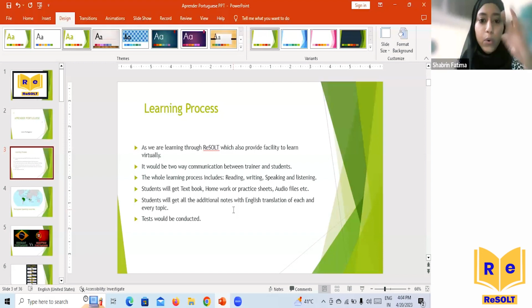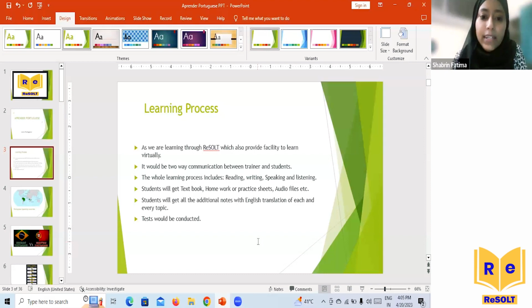Next, the whole learning process includes reading, writing, speaking and listening. This is the whole learning criteria. We have 4 parts: reading, writing, speaking and listening. Students will get the textbook, homework or practice sheets, audio files, etc. You will get these materials from the institute or from the trainer, so you will get all these things just to study.